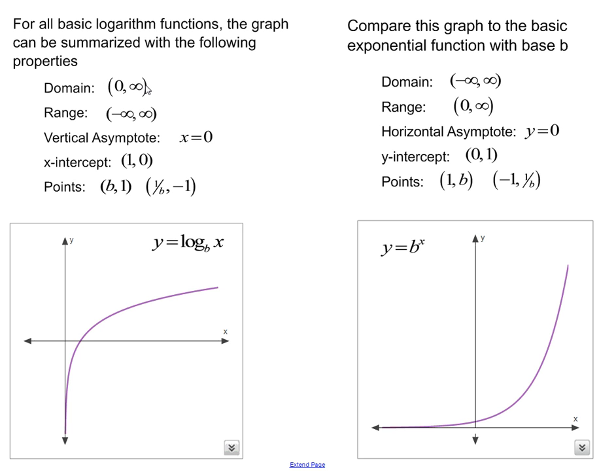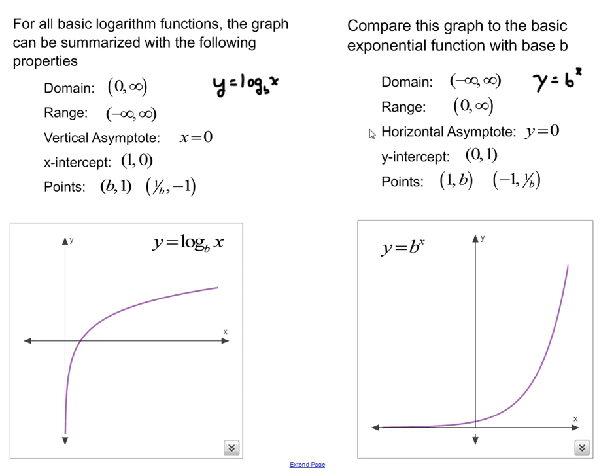Now, if you want to contrast this to our exponential function, that's actually not a bad way to go, because if we look at y equals the logarithm base b of x, and compare it to the graph of y equals b to the x, our domain in this function was negative infinity to positive infinity, and that's now our range. And the domain of our logarithmic function, 0 to infinity, was the range of our exponential function. And this makes perfect sense, because these two functions are, in fact, inverses of one another.